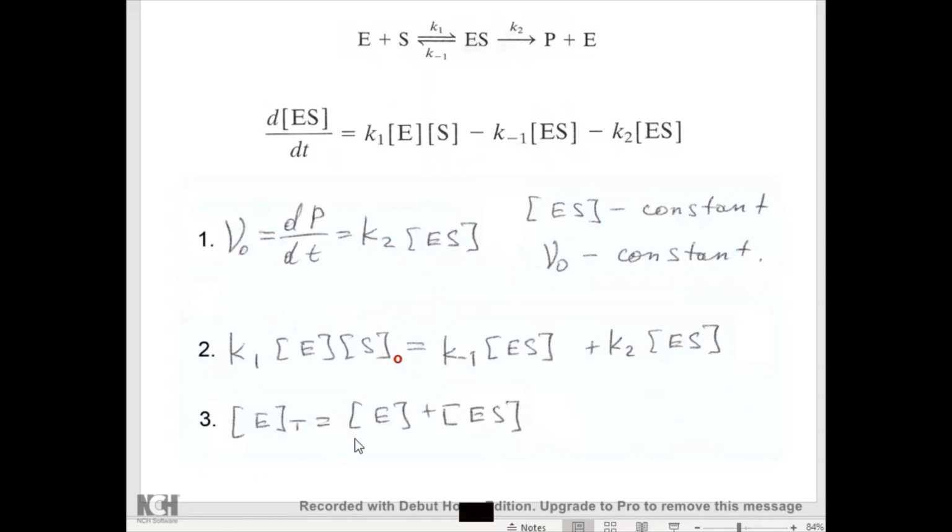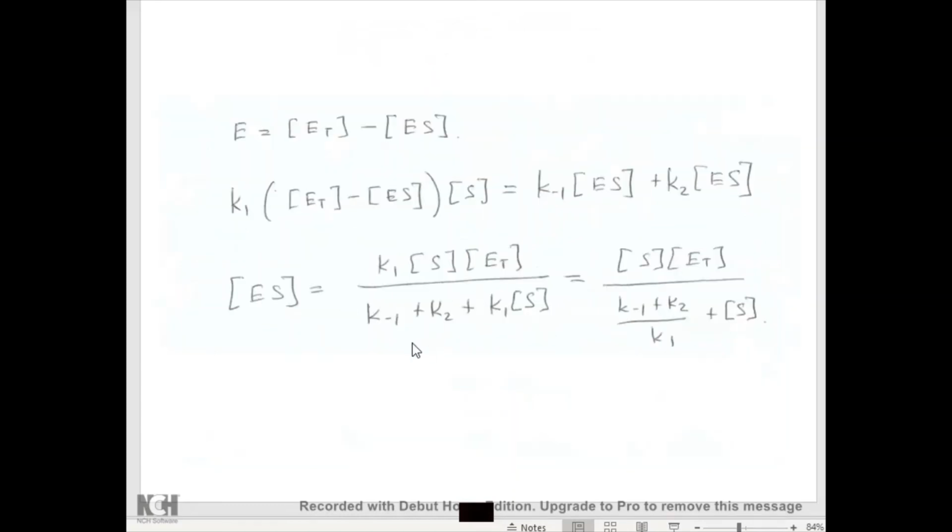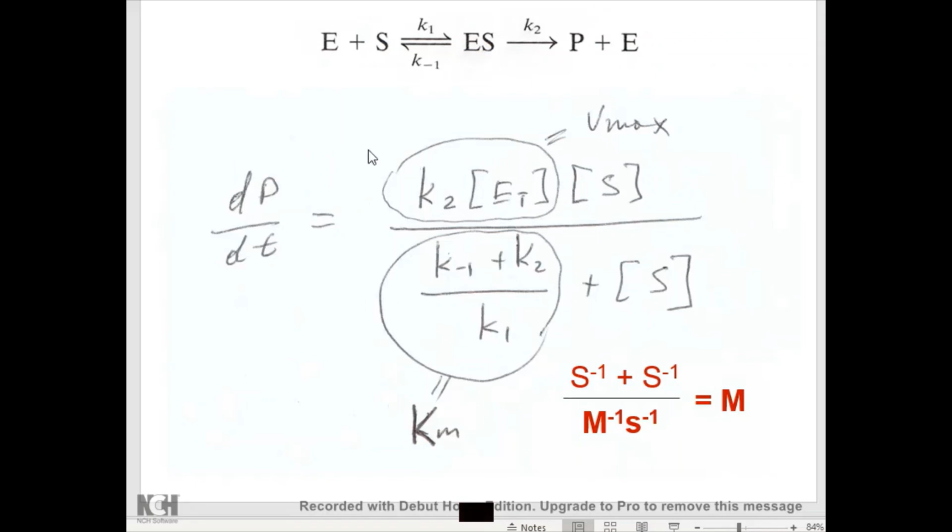So what I do next, I find enzyme concentration from equation number 3 and replace this enzyme concentration with the expression, and solve this equation for ES and plug ES into this equation. So again, enzyme concentration equals enzyme total minus ES. So I replace my enzyme and find ES concentration, rearrange it, and plug this ES concentration in the first equation. And get this expression.